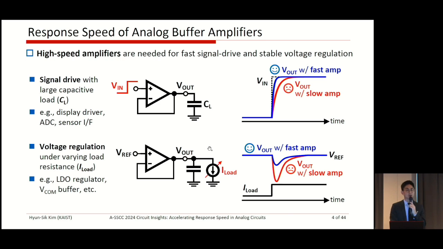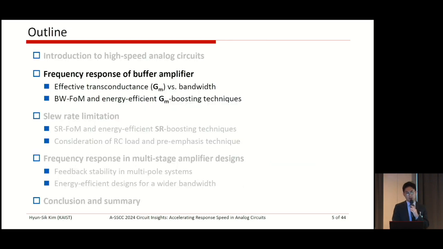So the conclusion is very clear. We need a very fast response amplifier design. Okay, so let's turn our attention to the frequency response of the buffer amplifier.